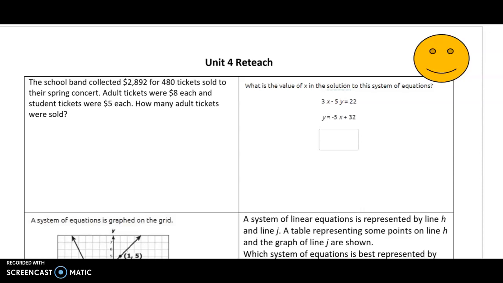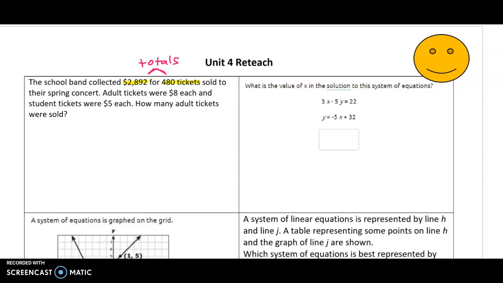So looking at the first question, it's a word problem. Let's see what we know. The school band collected this much money for this many tickets. So keep in mind both of those we would consider totals. Okay? We have a total number of money made and a total number of tickets sold. So to me that's two separate equations. One will have to do with the money and the other will have to do with the tickets.